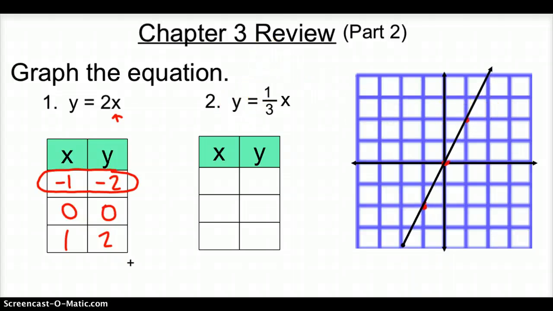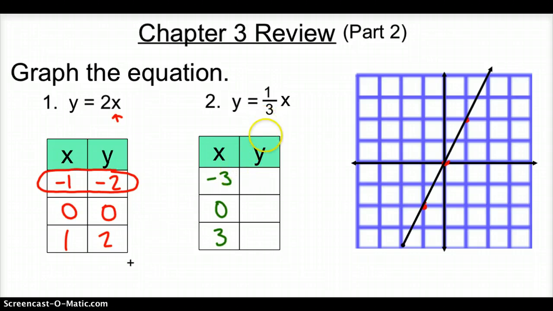Now for number 2, we have to notice something about this one. Look at what is in front of my x. When I have a fraction in front of my x, instead of choosing -1, 0, and 1, I'm going to choose the negative number of whatever's on the bottom. So I'm going to choose -3, 0, and I'm also going to make it positive, so +3. If that was 2 on the bottom, I would have chosen -2, 0, and +2. If it was a 5, I would have chosen -5, 0, and 5.